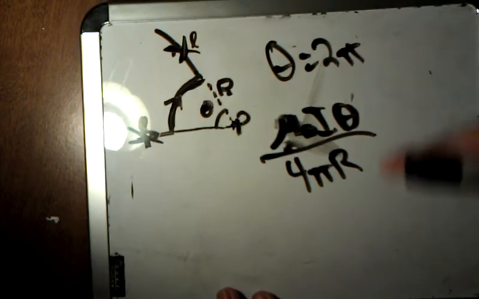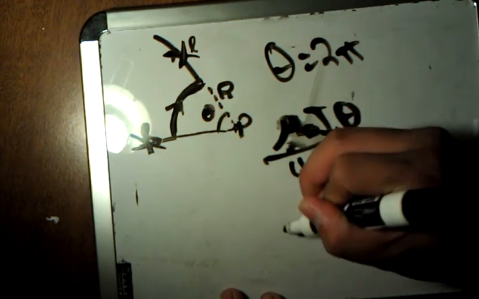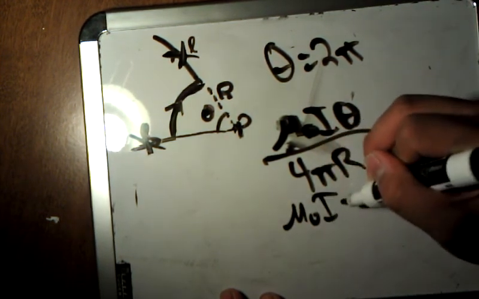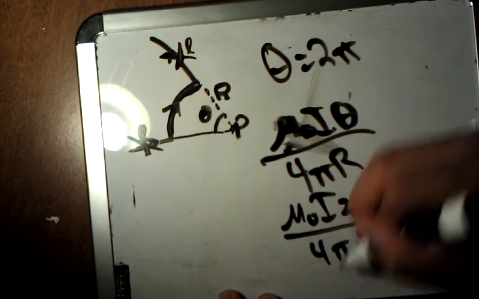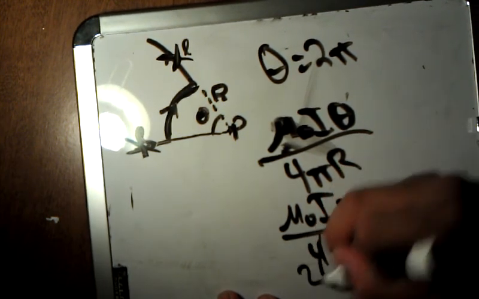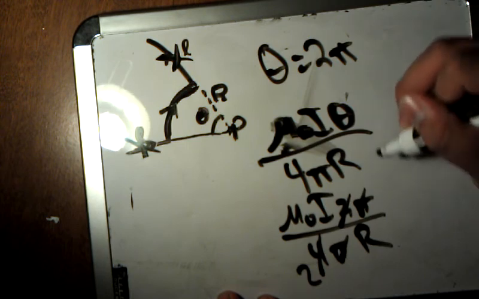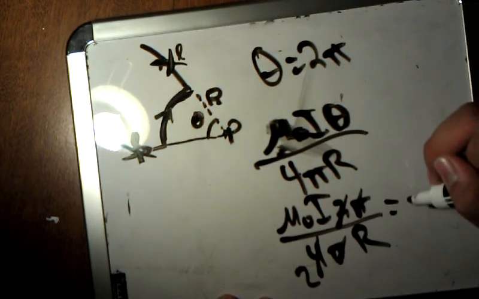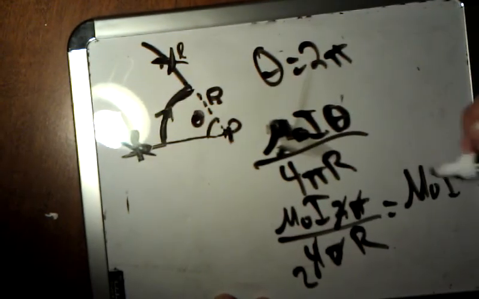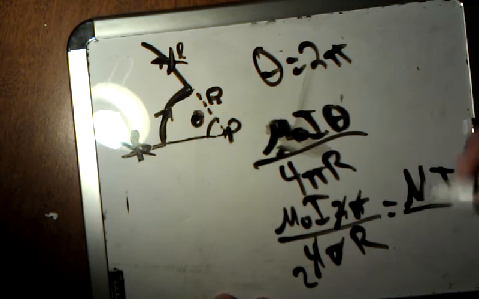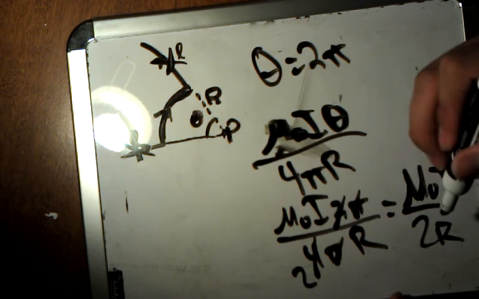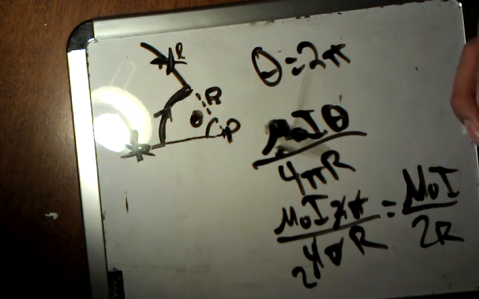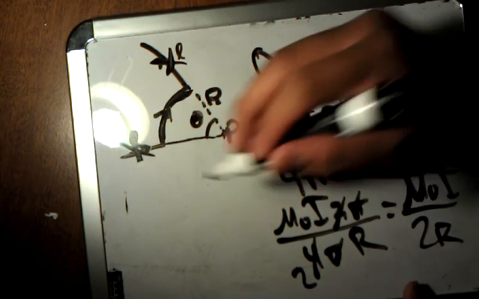So let's substitute that in. So we get mu naught I 2 pi over 4 pi times R. So the pi's cancel, that cancels out to 2. So you get mu naught I over 2R. And mu naught I over 2R is the same expression as a one-turn coil. So yes, it does agree.